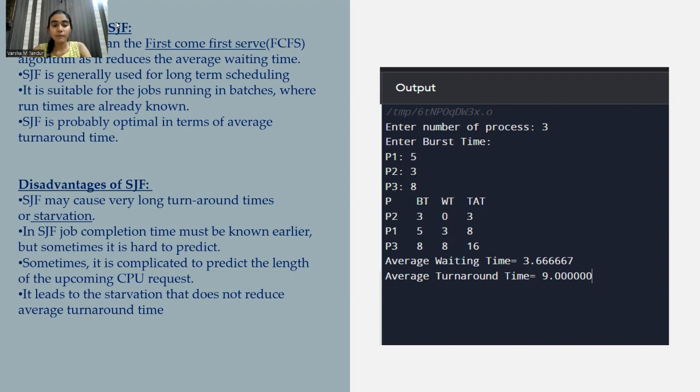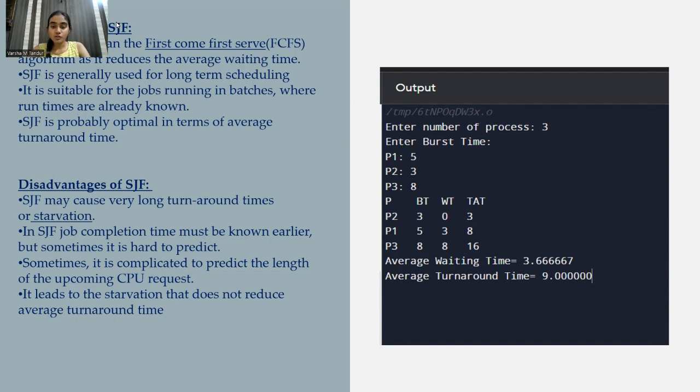Coming back to the theory concept for SJF, there are some advantages and disadvantages. The benefit is that it is better than the first come first serve algorithm because it reduces the average waiting time. SJF is generally used for long-term scheduling. It is suitable for jobs running in batches where runtimes are already known. SJF is probably optimal in terms of average turnaround time.